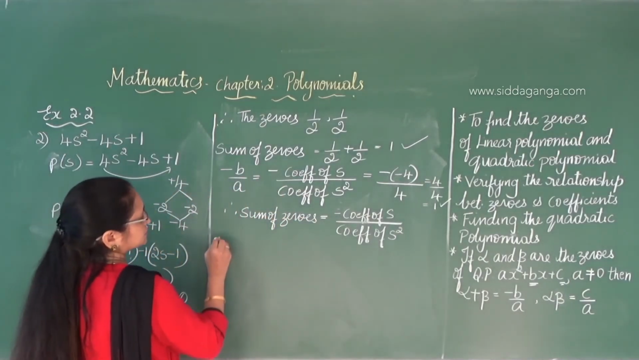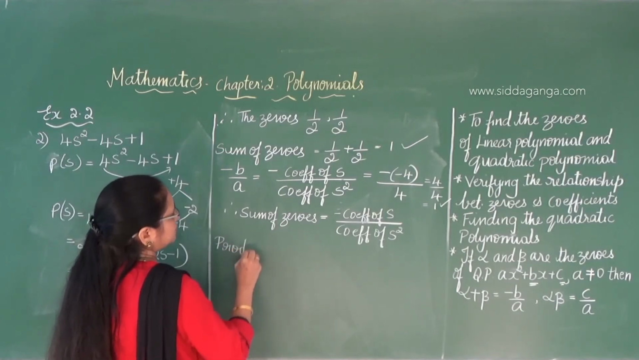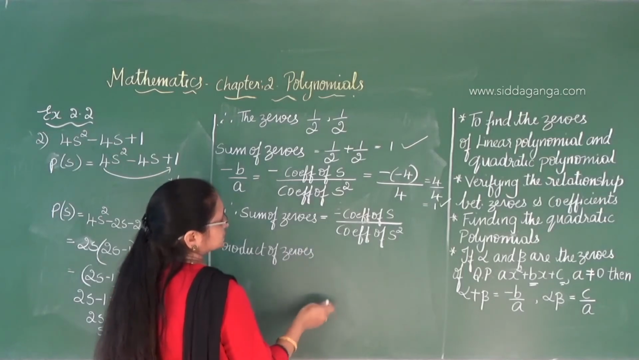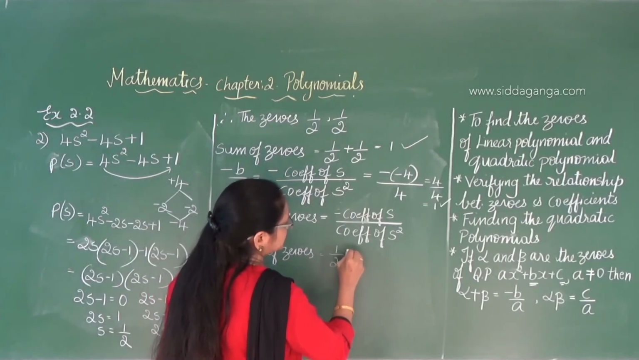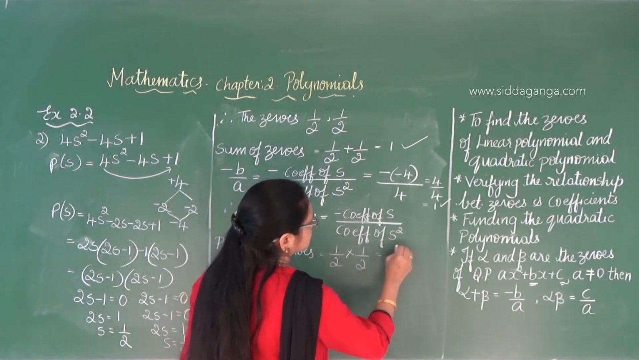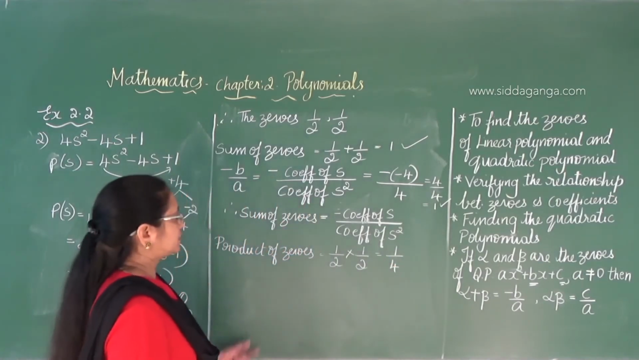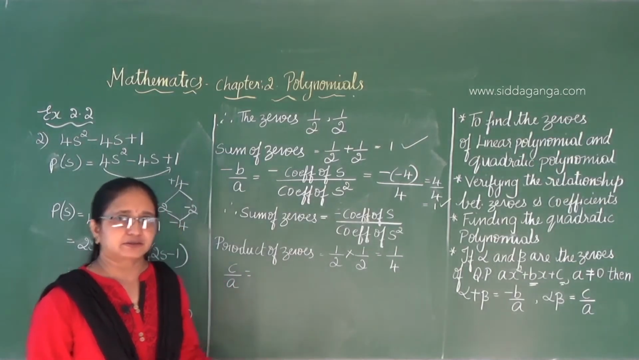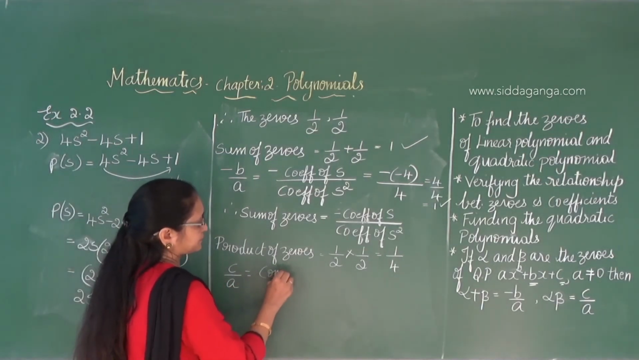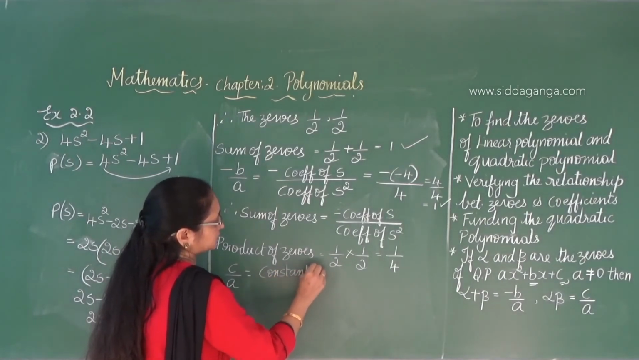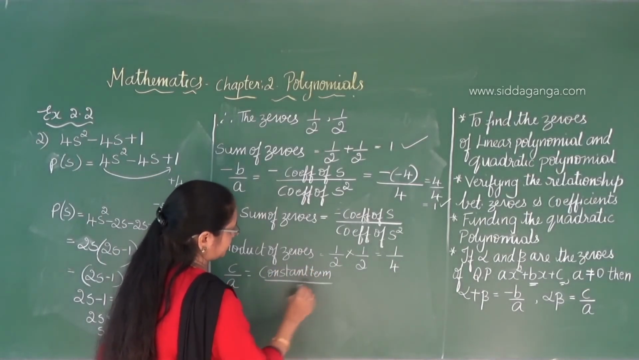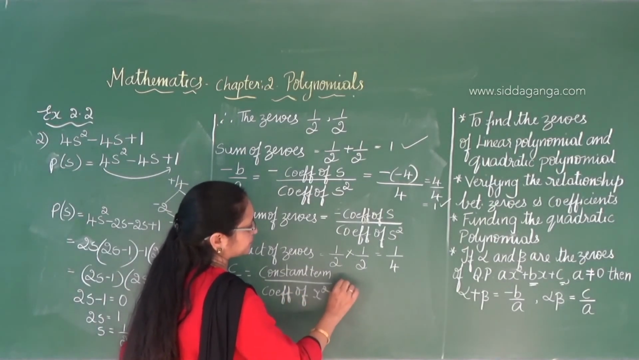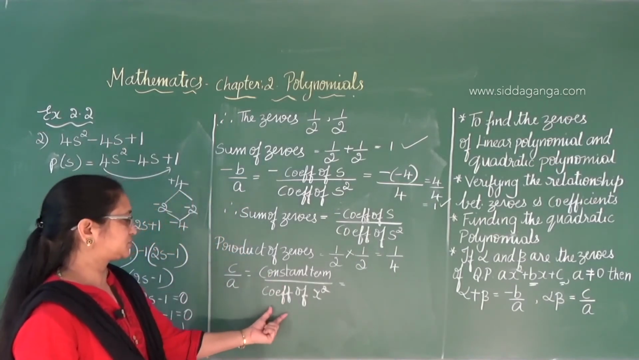Now, next, third step, product of zeros. Product of zeros is 1 by 2 into 1 by 2, that is 1 by 4. Now, find out c by a. C by a is nothing but constant term divided by coefficient of x square. Constant term divided by coefficient of x square.